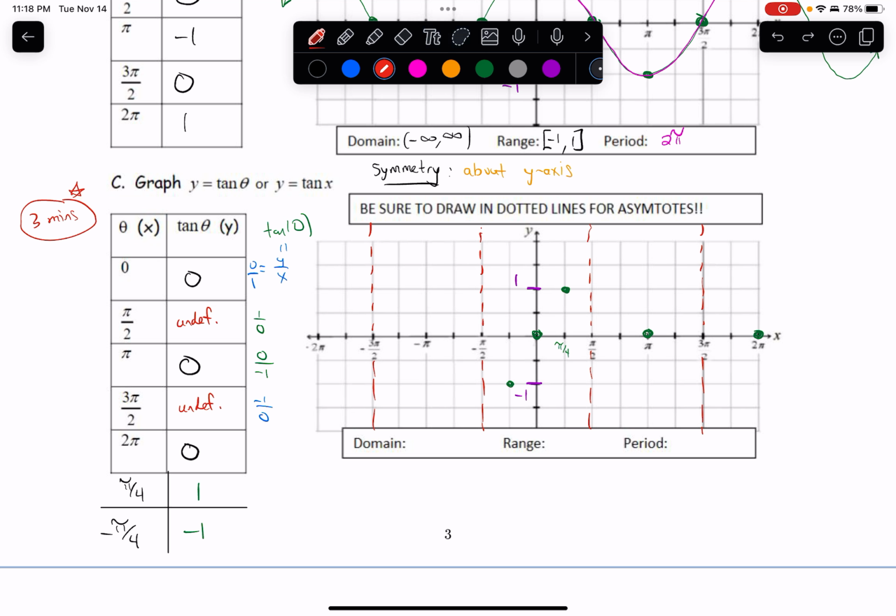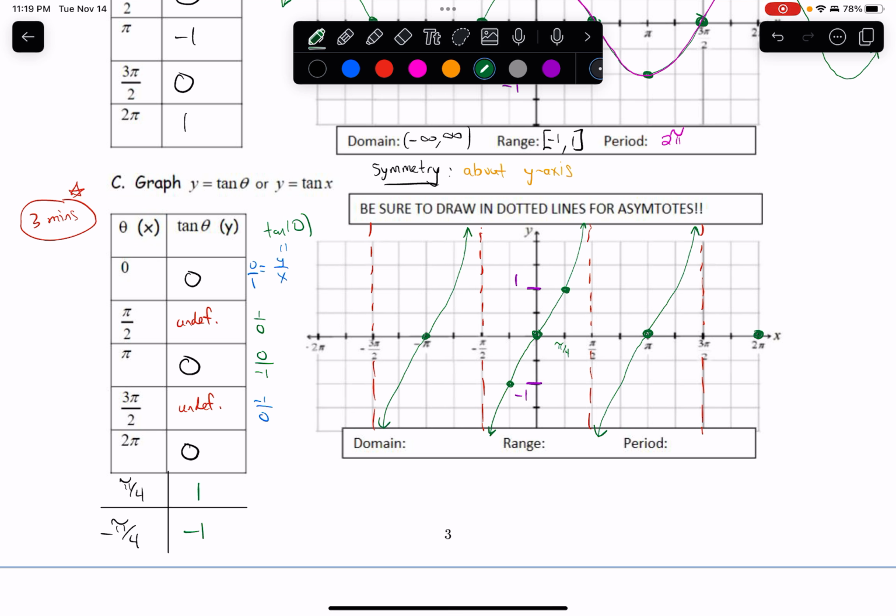Okay, so now if I connect these points, keeping in mind that there's asymptotes on the sides, it's going to create a graph that looks something like this. It curves, snuggles up next to the asymptote, and then it curves this way and snuggles up next to the asymptote. It's going to have that same shape between each pair of these asymptotes. So here as well, it's going to curve up, snuggle up next to the asymptote. Here it's going to curve down, snuggle up next to the asymptote.